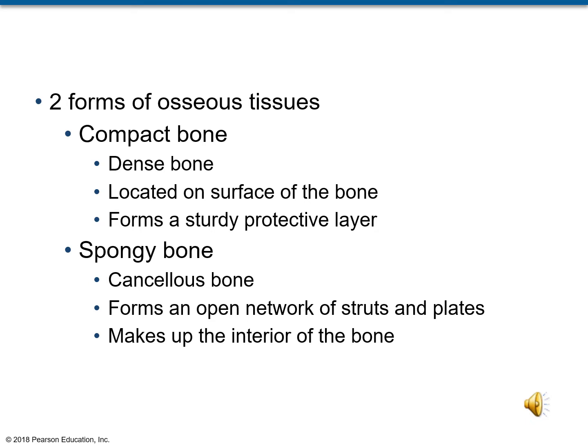Two types of bone tissue are the compact bone and the spongy bone. The compact bone is dense. It's located on the surface of the bone, making up the shaft of the long bones. The spongy bone, also called cancellous bone, is at the ends of the long bones or between the thin flat bones, and it is made up of a network of bony struts and plates, and in the interior of the spongy bone is where you will find the red bone marrow.